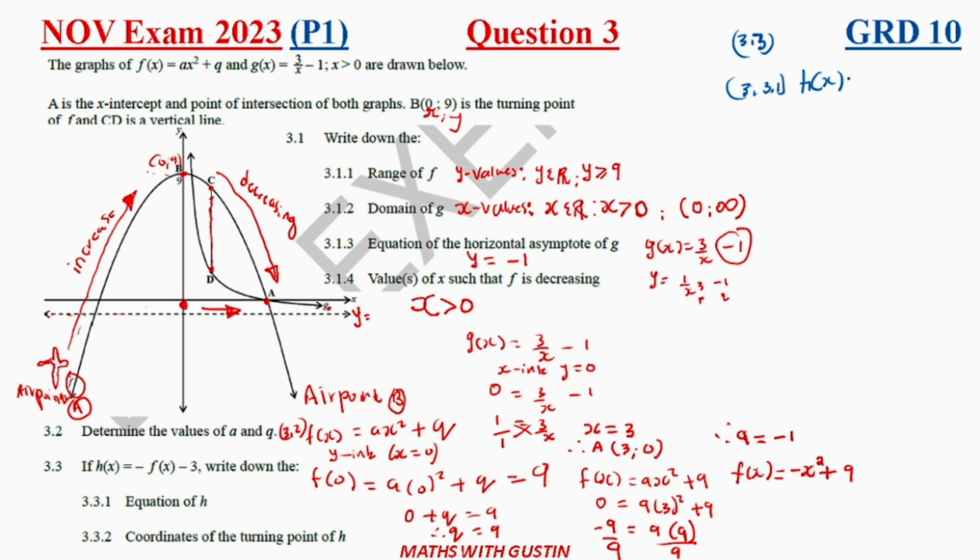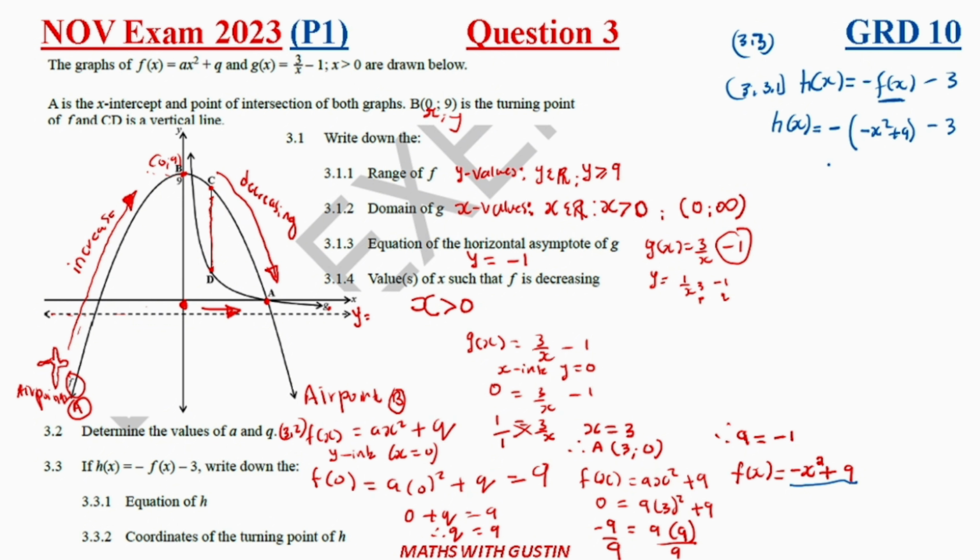So if they give you something like this, they're saying h of x is equal to negative f of x minus 3. So they want us to write down the equation of h. So what you should do in this case, you must go and look for this function f of x, then substitute it here exactly the way they're asking you, because they're giving you the definition basically. So we're going to have negative, what is f of x? f of x is this whole thing here. We just did it on the previous question, that f of x is equal to negative x squared plus 9.